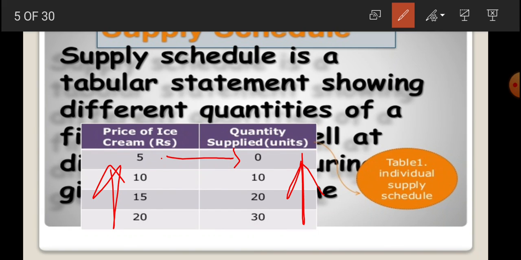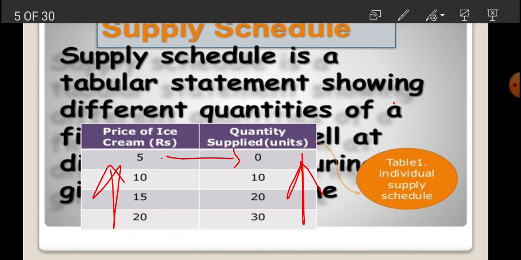The reason behind this positive relationship is that as the price of the commodity increases, the profit of the firm also increases. The result is an increase in quantity offered for sale. When the price level increases, the profit of the firm, the producer or the seller will also increase, so he will offer comparatively more supply for sale than before. So this is a supply schedule.